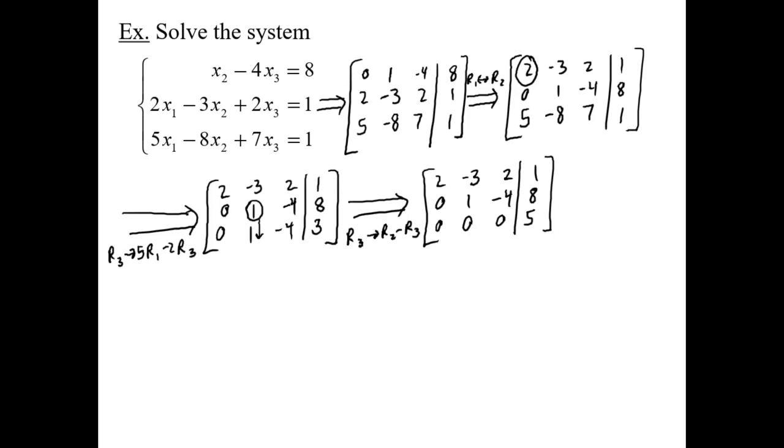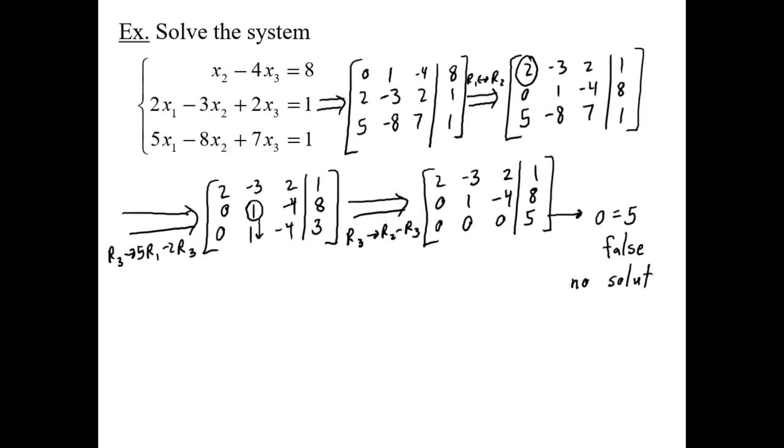If I were to put x's back into this problem here, notice that the bottom row is going to tell me 0x1 plus 0x2 plus 0x3 is equal to 5. Basically, the bottom row is telling me 0 equals 5. Well, that's not good because that is a false statement. And so, because we ended up with a false statement, we're going to say that there's no solution.